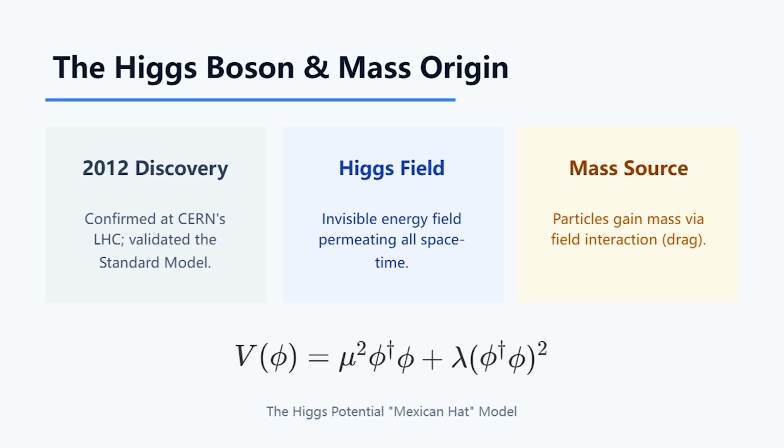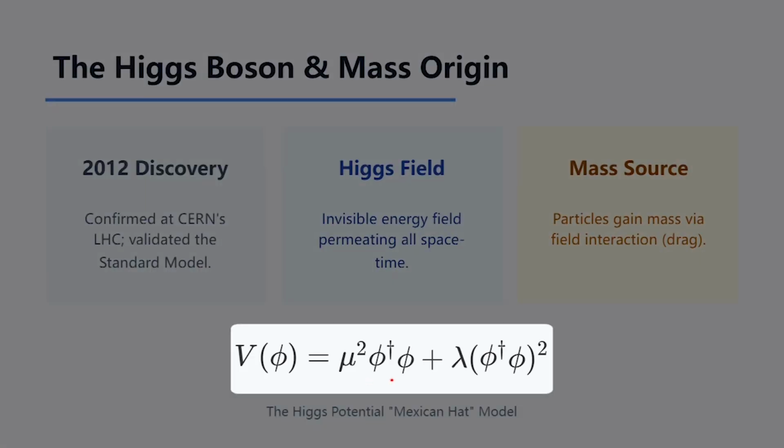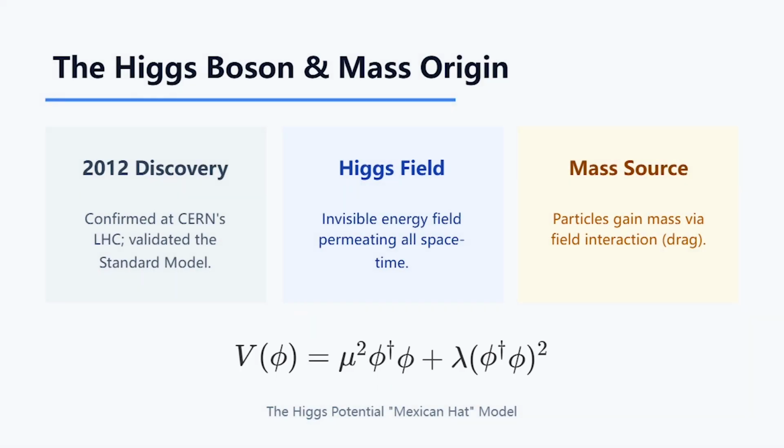Mathematically, this is represented by the Higgs potential formula you see here. In physics, we often visualize this as the Mexican hat model, which illustrates how the field settles into a state that allows particles to acquire mass through a process called spontaneous symmetry breaking.